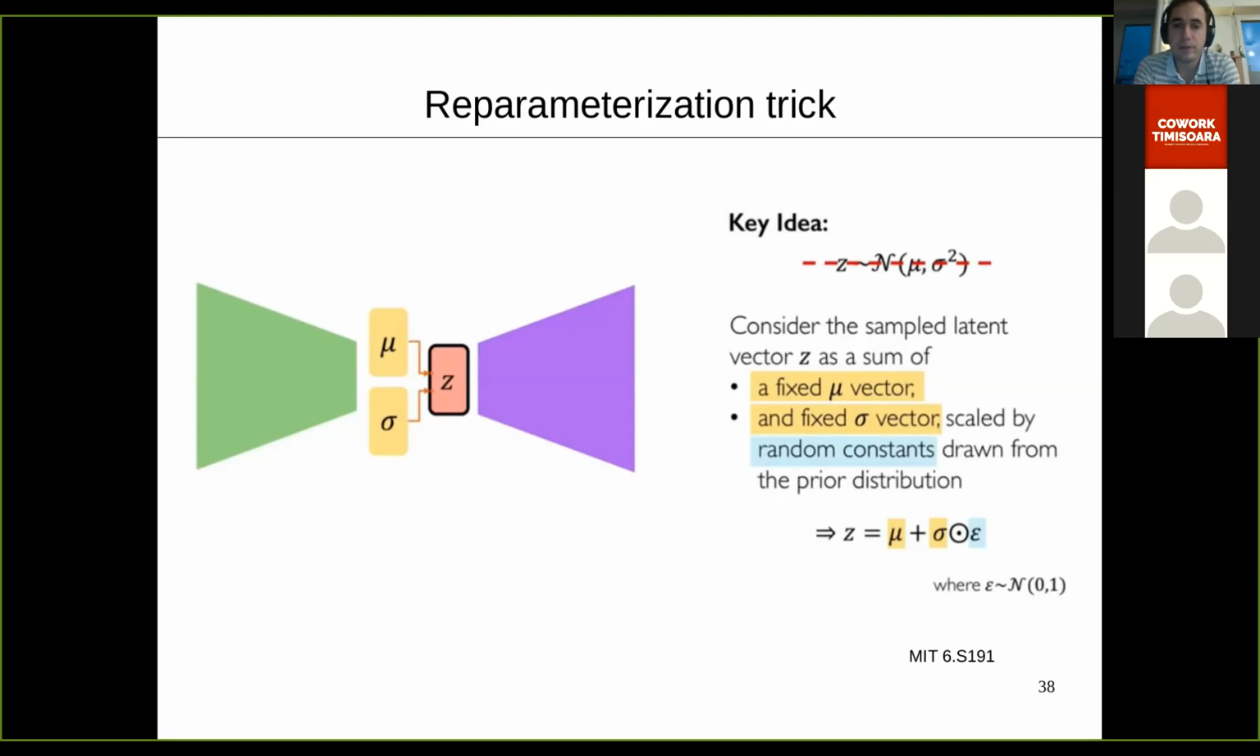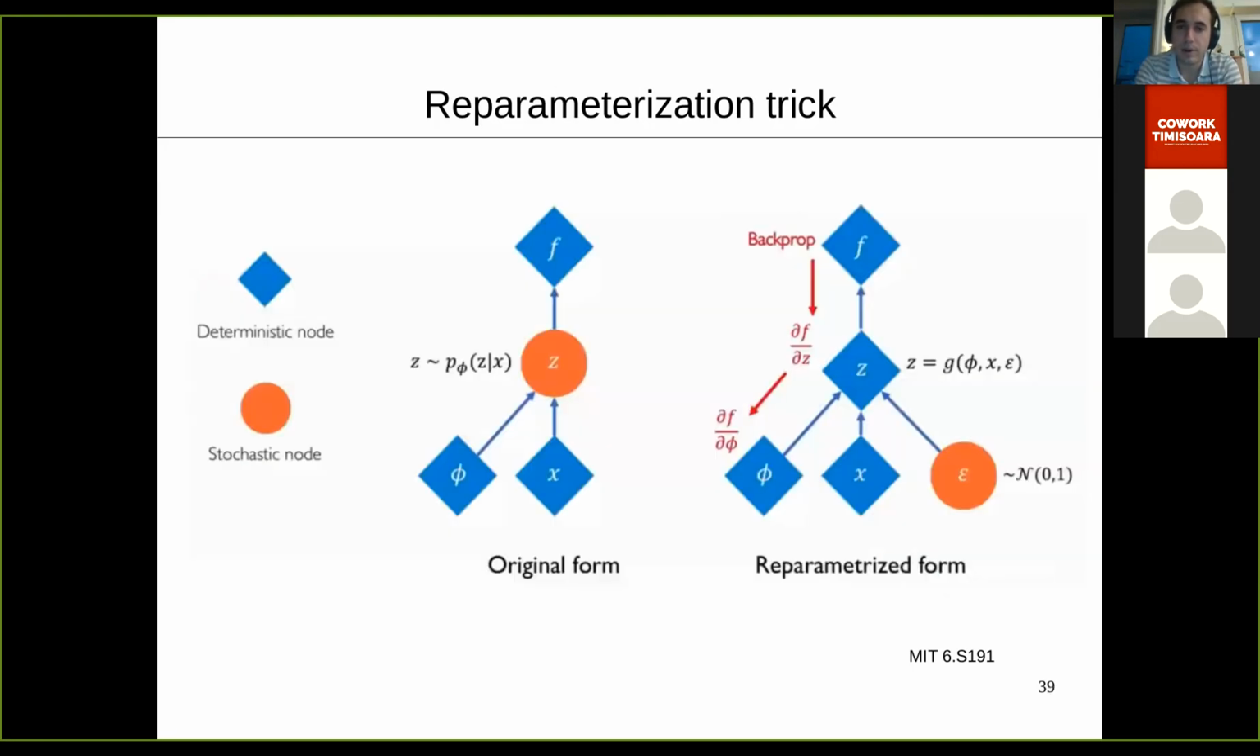Instead of Z computed like this, we consider a fixed Z with a fixed mu vector and a fixed sigma vector. And we add a parameter epsilon, which is drawn from a probability distribution, to this sigma. But I think it is easier to understand with this picture.